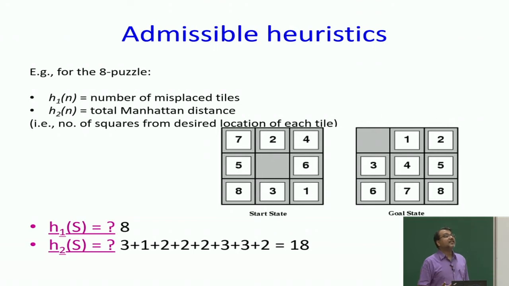Now, by relaxing the assumption that I can only swap with the neighbors, I have created a relaxed problem, and in this relaxed problem the optimal cost is going to be 8, and that is my H1 heuristic, therefore, it is admissible.